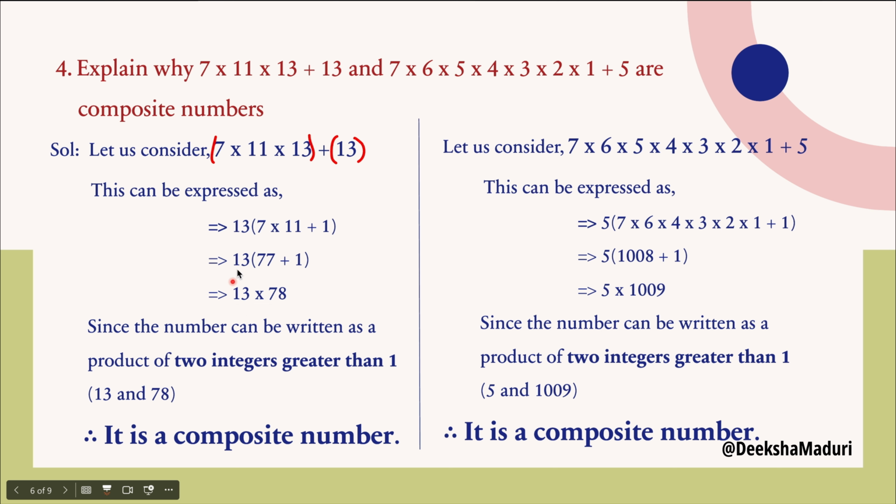The similar process is implemented for this example. Hence this also can be expressed as a product of two integers that are greater than 1. This number also cannot be a prime number. Hence it is a composite number.